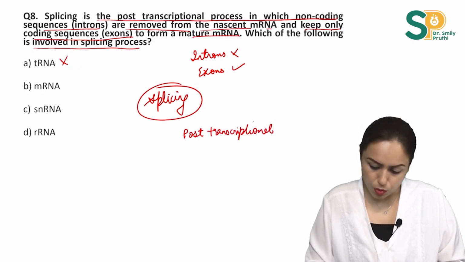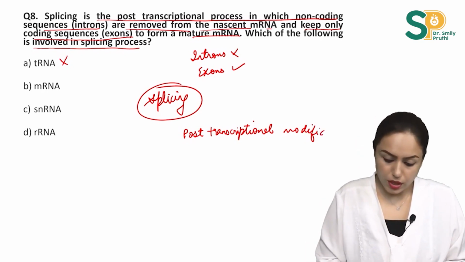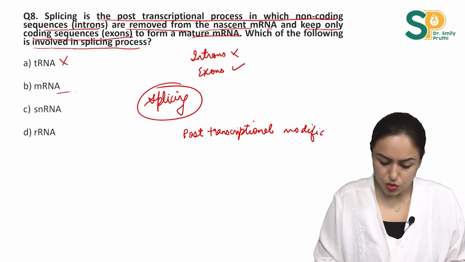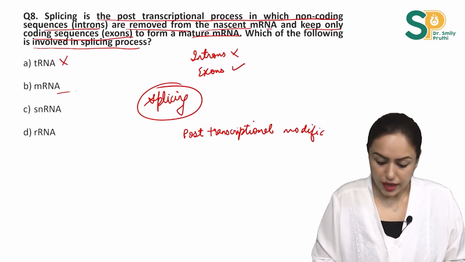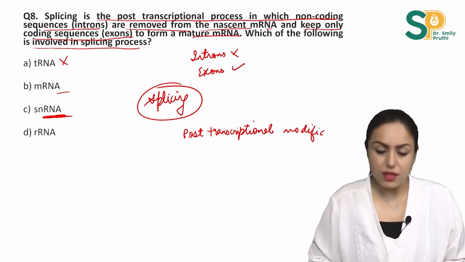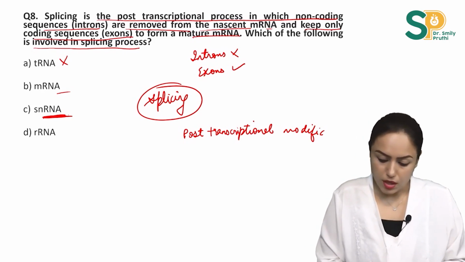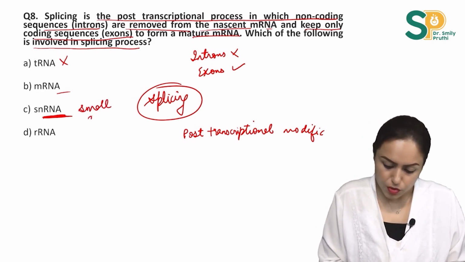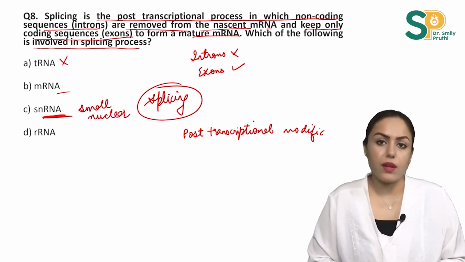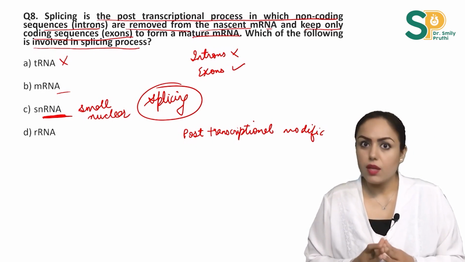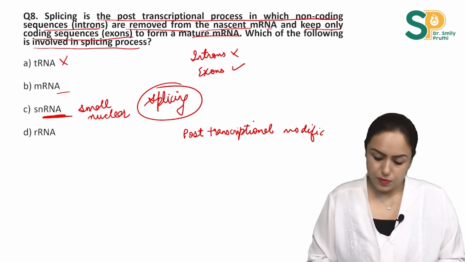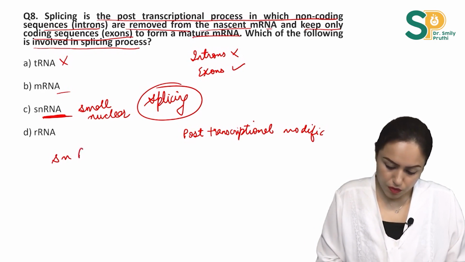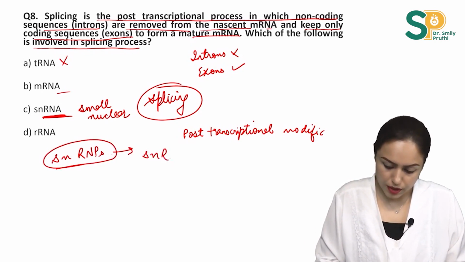Splicing is a post-transcriptional modification, right? So then mRNA, yes, mRNA is used, but we'll look at other options. snRNA, yes, snRNA is a very specific answer. SN stands for small nuclear RNA, which is used in spliceosome formation. There is use of snRNPs, which is snRNA plus proteins.